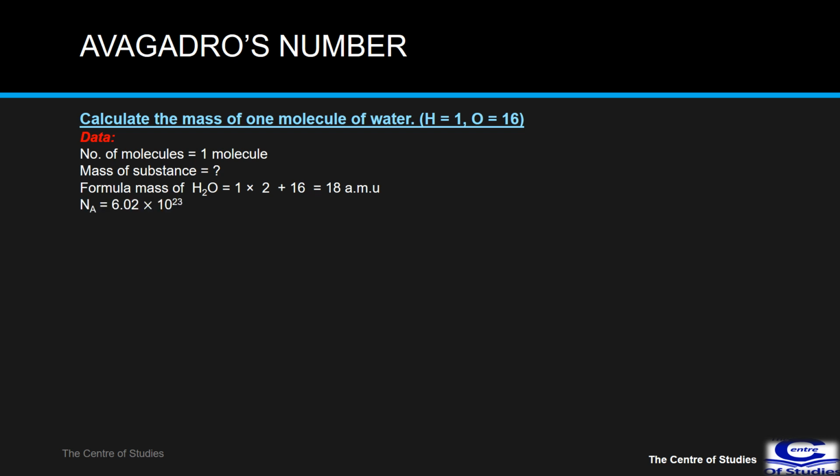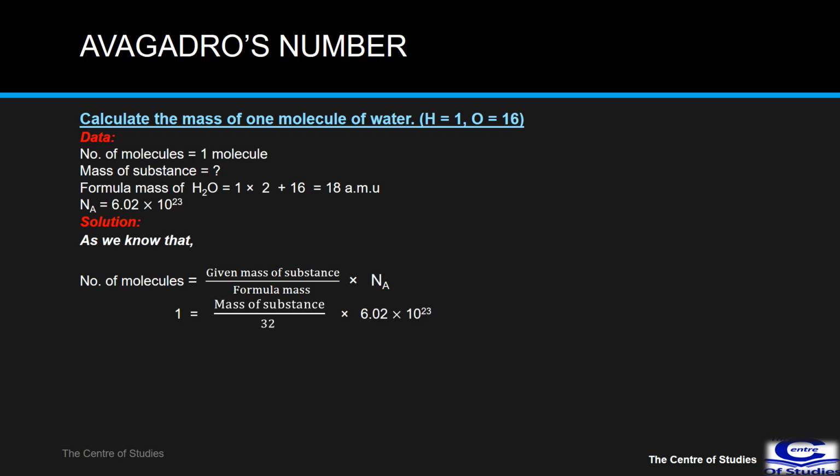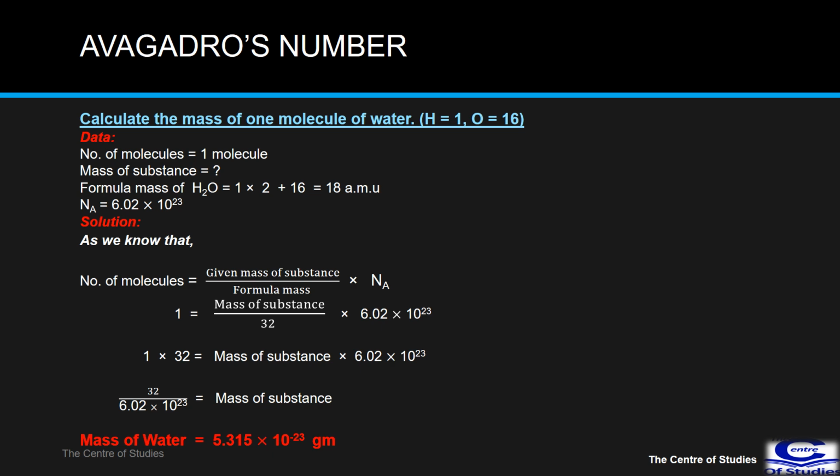Coming to the solution, as we know that the number of molecules is equal to the given mass of a substance divided by formula mass into Avogadro number. So by placing the value in the equation, we get 1 is equal to mass of a substance divided by 32 into 6.02 exponent 23. And now by doing some simple mathematical calculation, we get the answer, that is the mass of the water is equal to 5.315 into 10 to the power minus 23 grams.